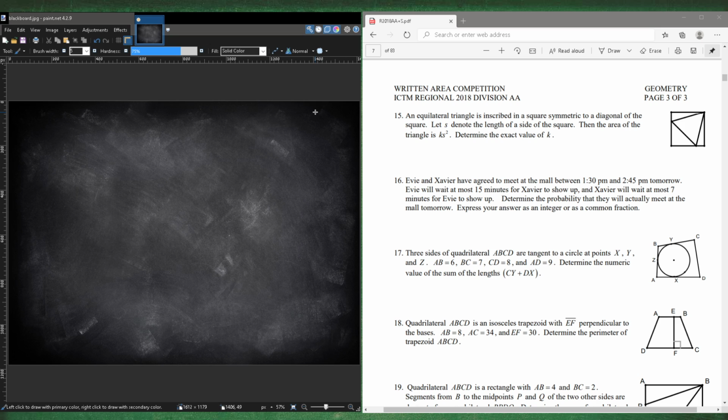Okay, let's begin with 15. An equilateral triangle is inscribed in the square, so basically just this picture, and S is the side of the square. Then the area of the triangle is ks squared. Determine the exact value of k.